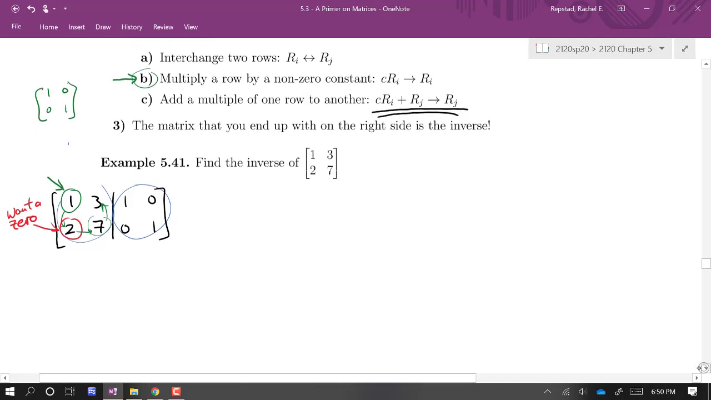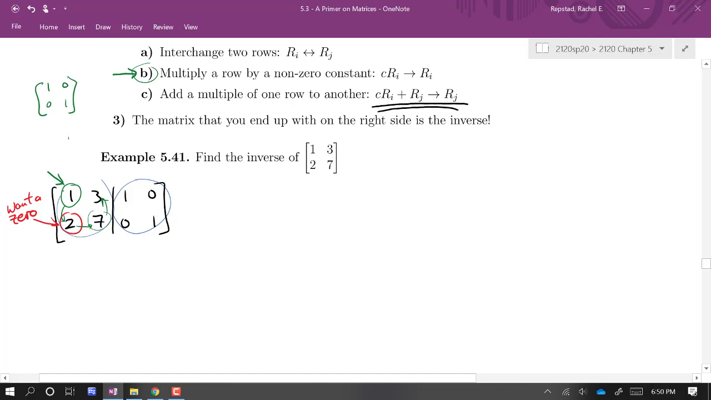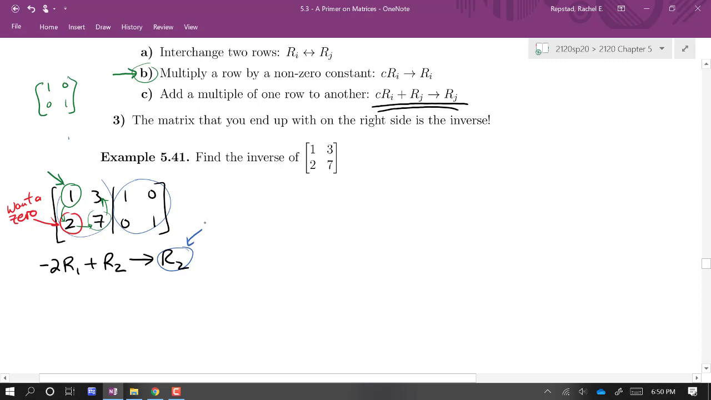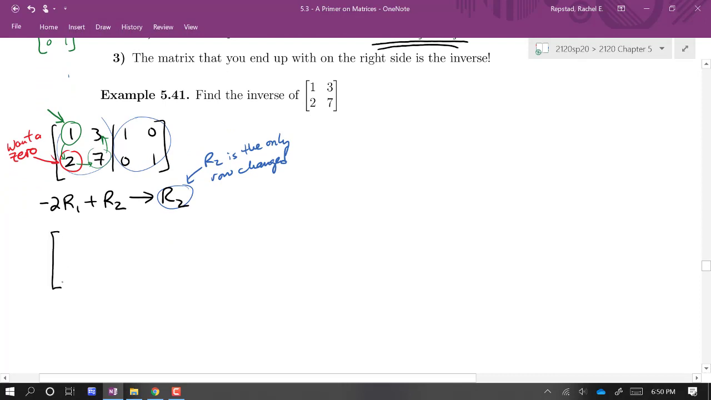So now I'm going to use the fact that I've got a 1 sitting right above it. I'm going to multiply row 1 by -2 and add it to row 2. Now I'm not actually changing row 1 in this process. I am simply multiplying row 1 by -2 temporarily so that I can add it to row 2, and I'm putting the result in row 2. So look here, row 2 is the only row changed. Row 1 is going to stay as is.